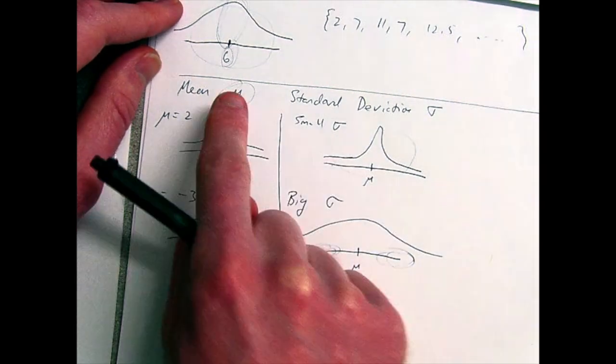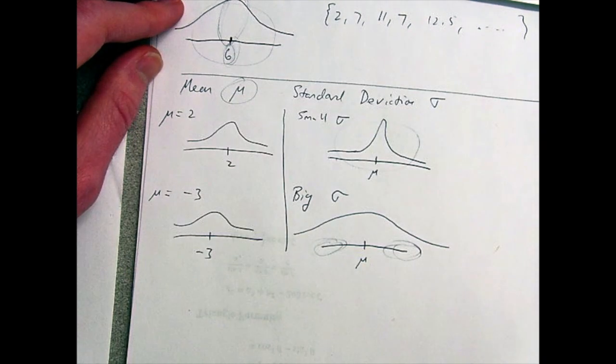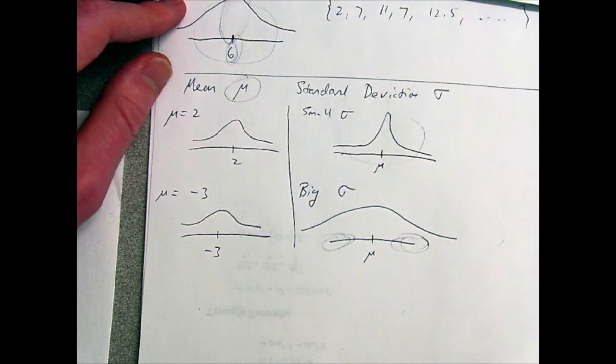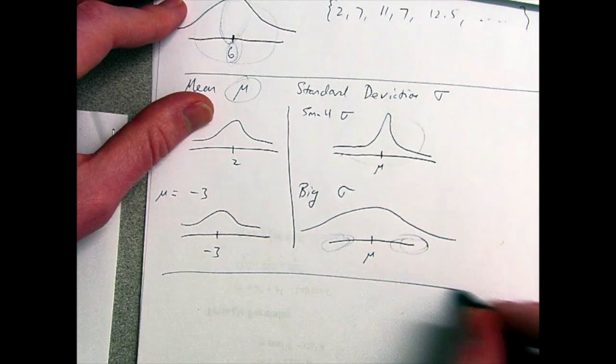Okay, so we have many different normal distributions, one for every choice of mu and sigma. So actually there's an infinite number of normal distributions.